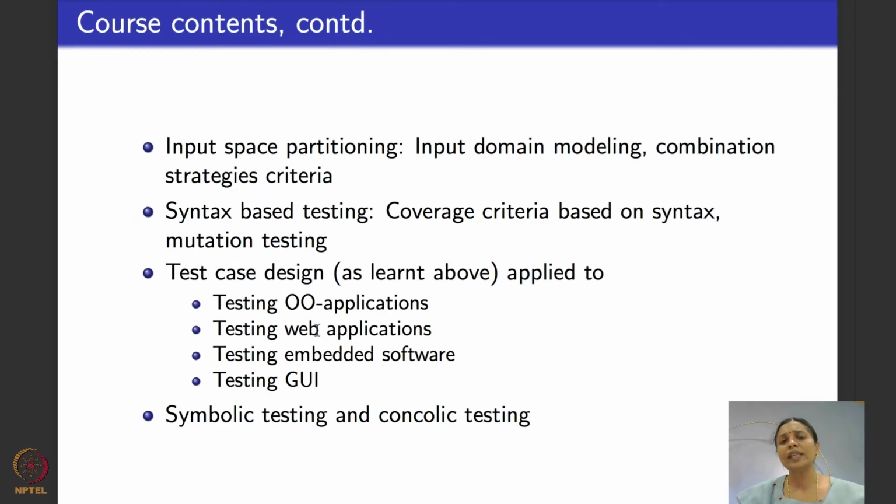And then what did we say in the course? We said we're going to learn to test object-oriented applications, web applications, embedded software, GUI, and then we said we'll cover symbolic testing and concolic testing.